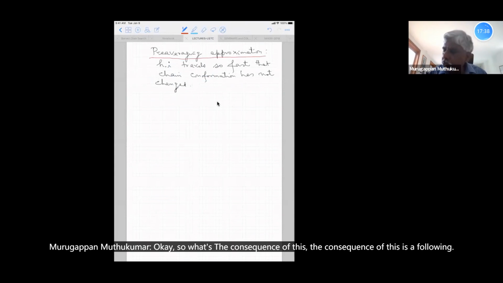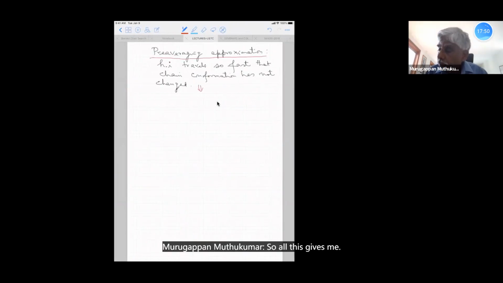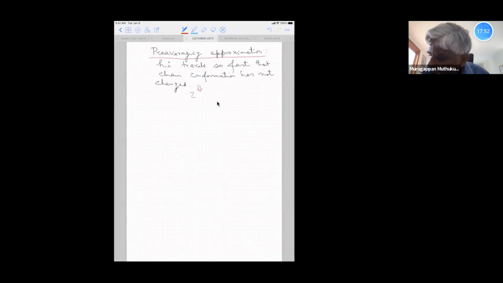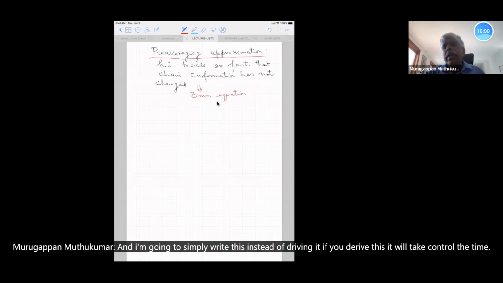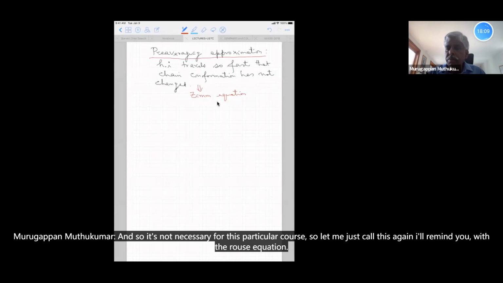Okay, so what's the consequence of this? Let me go back to remind you about the Rouse equation. This gives me the Zimm equation. And I'm going to simply write this instead of deriving it. If you derive this, it will take a considerable amount of time, and so it's not necessary for this particular course. So let me just quote this.